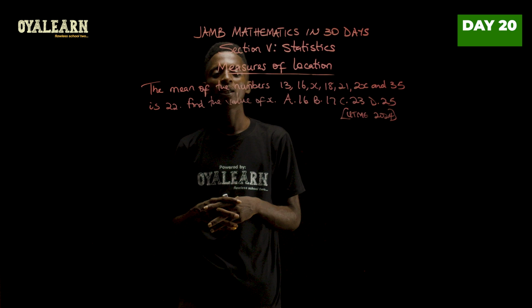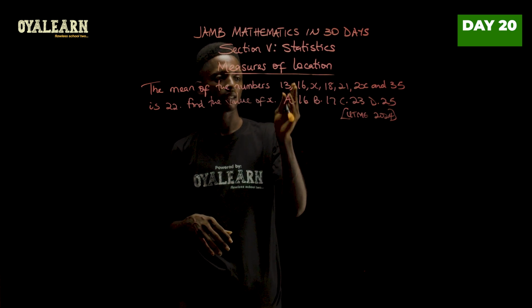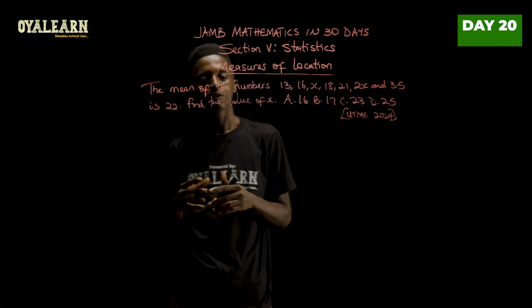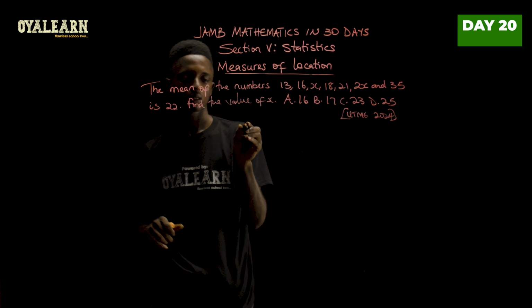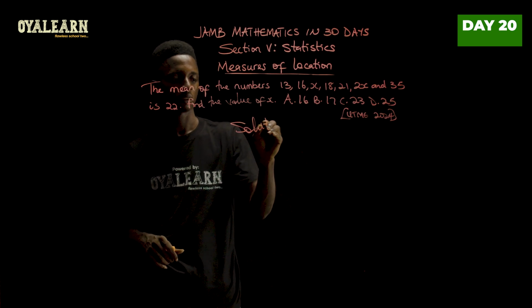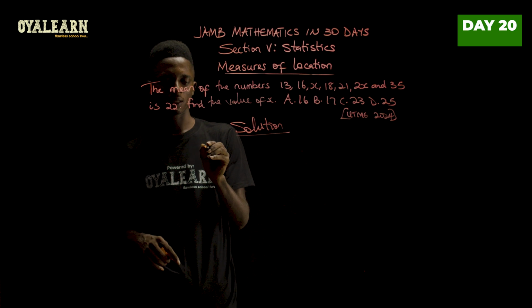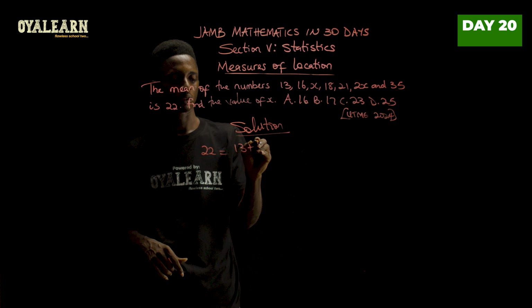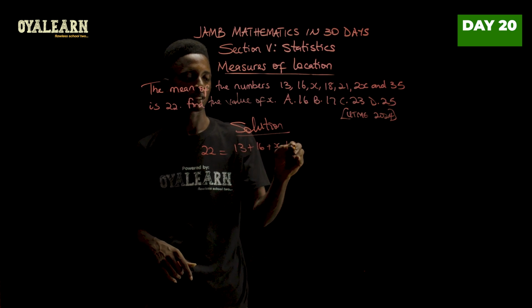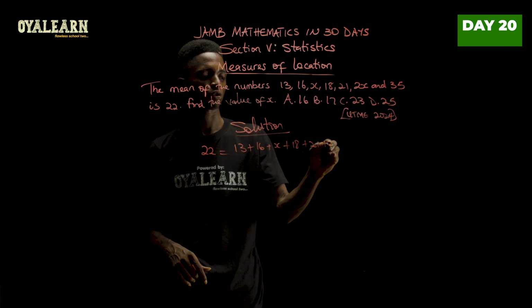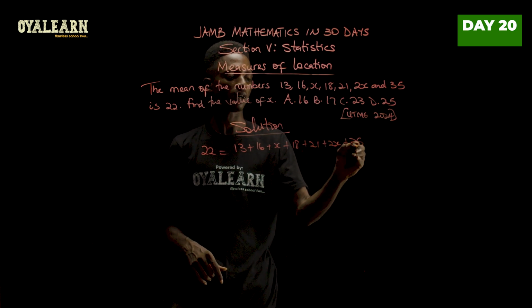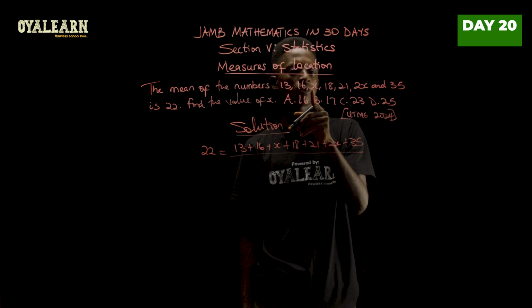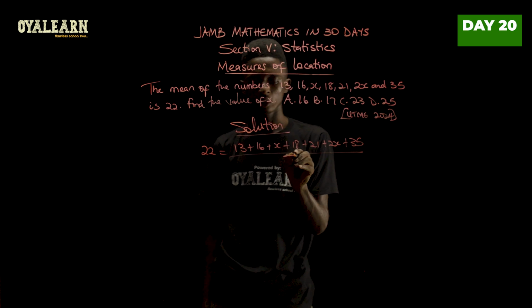This question says the mean of the numbers 13, 16, x, 18, 21, 2x, and 35 is 22. So find the value of x. Now the mean is given as 22, and this ought to be the sum of the numbers, 13 plus 16 plus x plus 18 plus 21 plus 2x plus 35, divided by the amount of numbers we have there. So 1, 2, 3, 4, 5, 6, 7.